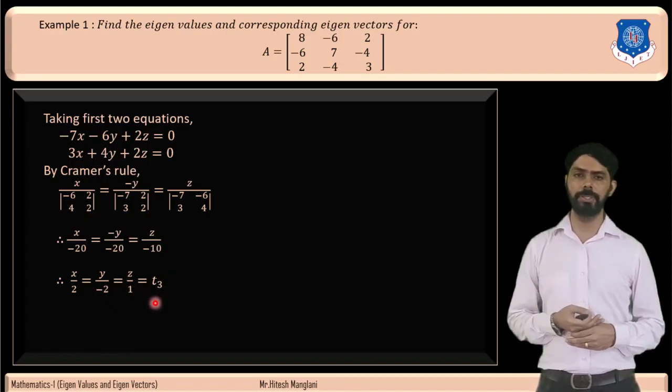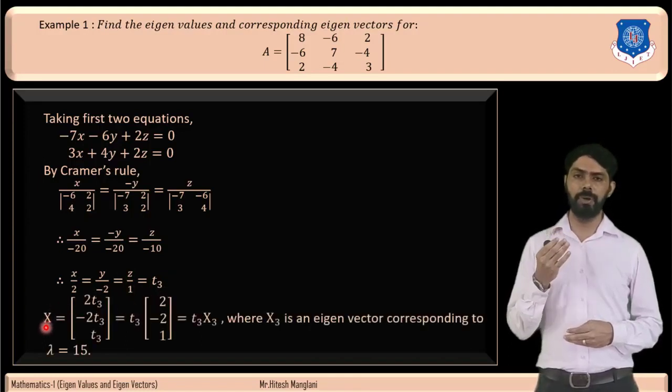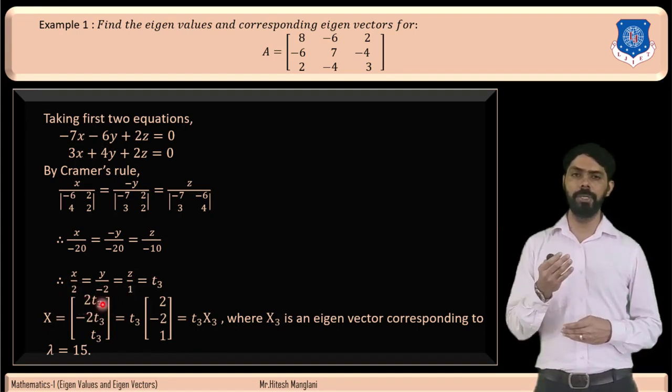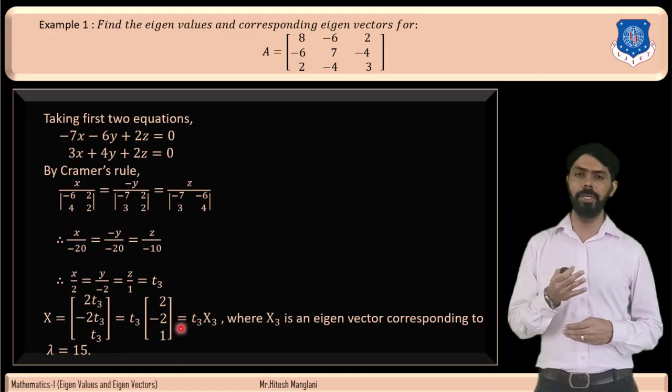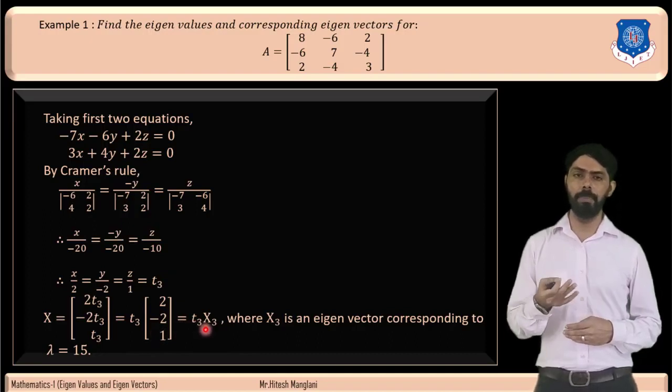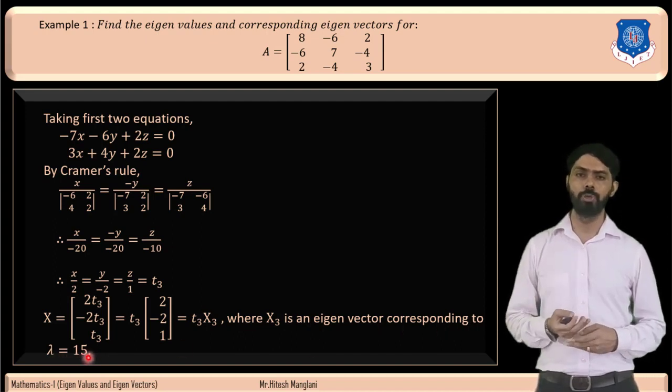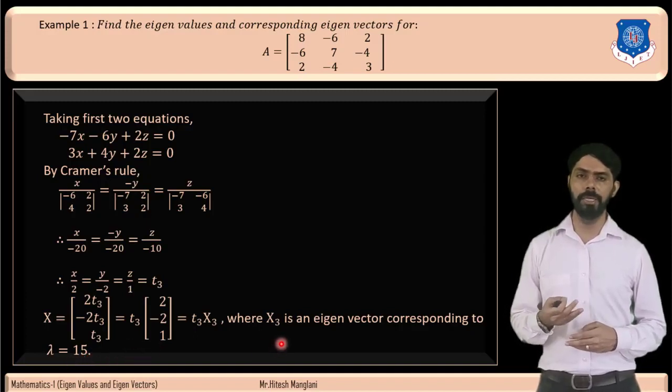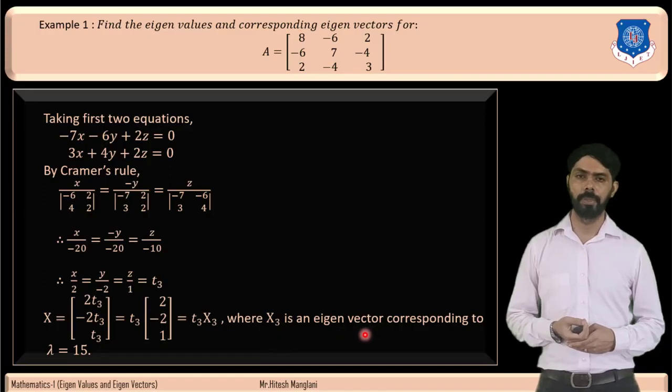So here capital X is equal to x, y, z, where x is 2t3, y is minus 2t3 and z is t3. Taking t3 common, it will be t3 into 2, minus 2, 1, and it can be written as t3 into capital X3, where capital X3 is an eigenvector corresponding to eigenvalue lambda equal to 15. So this is how we can find eigenvalues and eigenvectors.